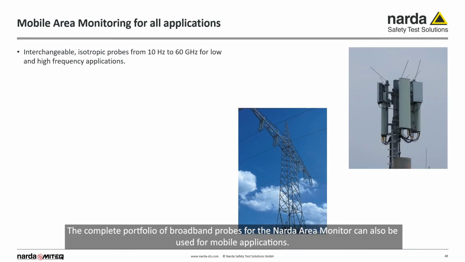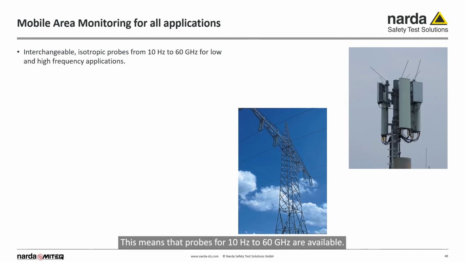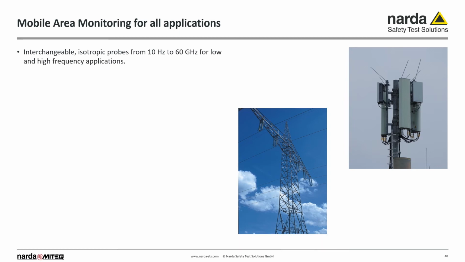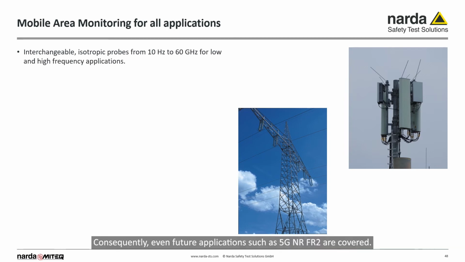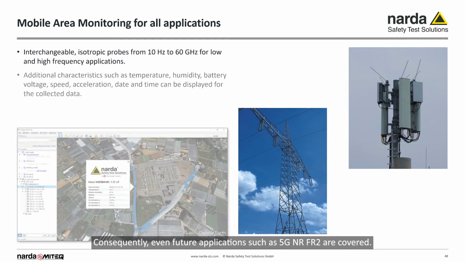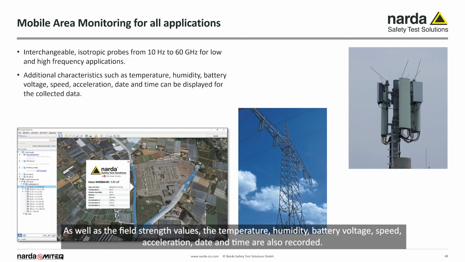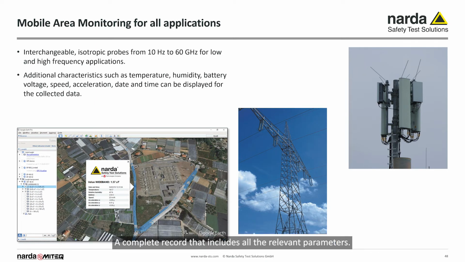The complete portfolio of broadband probes for the Narda Area Monitor can also be used for mobile applications. This means that probes from 10 Hz to 60 GHz are available. Consequently, even future applications such as 5G New Radio Frequency Range 2 are covered. As well as the field strength values, the temperature, humidity, battery voltage, speed, acceleration, date and time are also recorded. A complete record that includes all the relevant parameters.